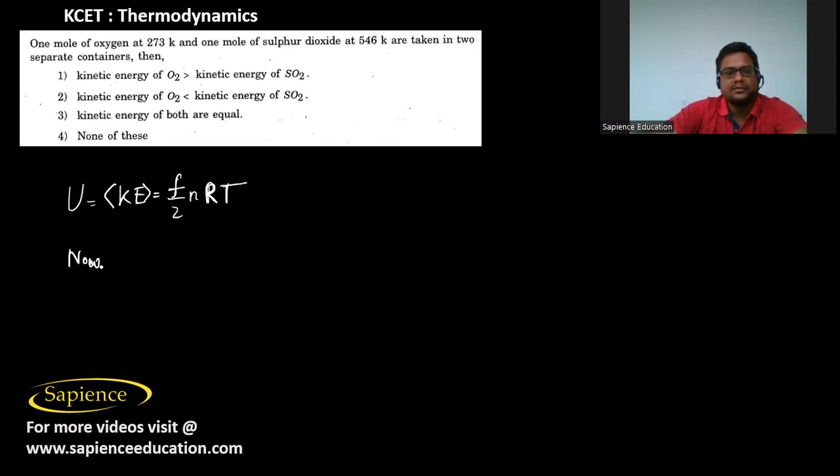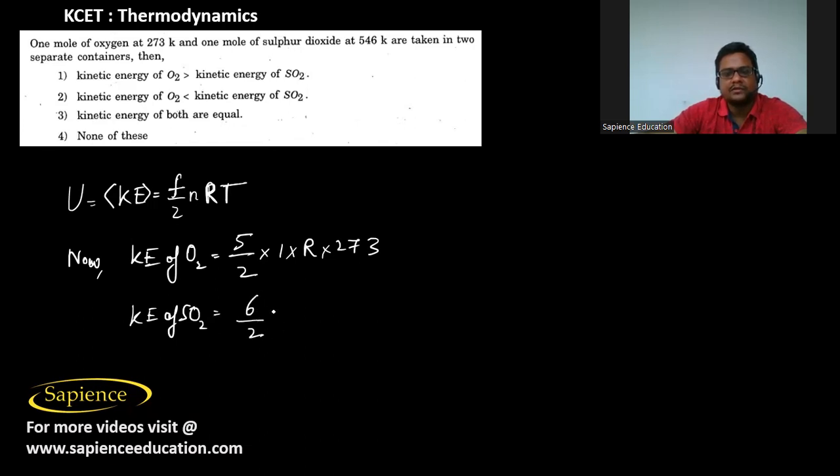Therefore, the kinetic energy of oxygen, a diatomic gas, has degrees of freedom 5. So it is 5 by 2 into n, that is 1, into R into T, where T is equal to 273. Similarly, the kinetic energy of sulfur dioxide, SO2, a triatomic gas, has degrees of freedom 6 here. So 6 by 2 into 1, the number of moles, into R into T, where T is 546.